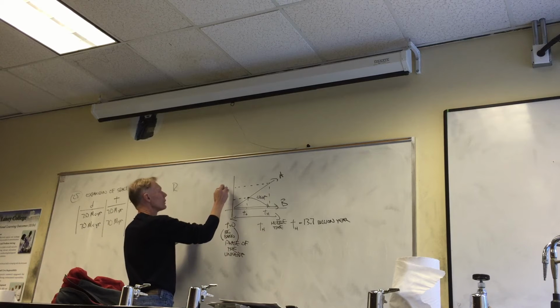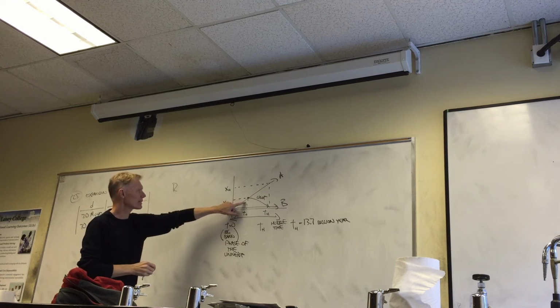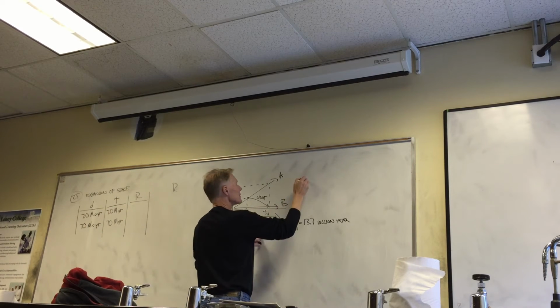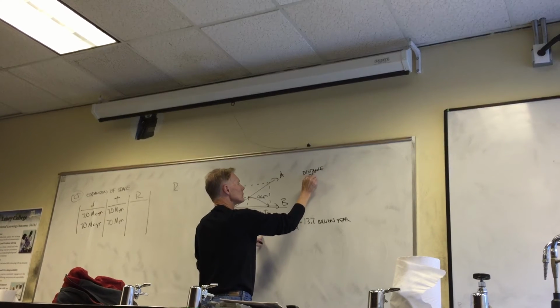And then what we said was, at the time the light left galaxy A, the two galaxies were separated by a distance. Distance of separation.